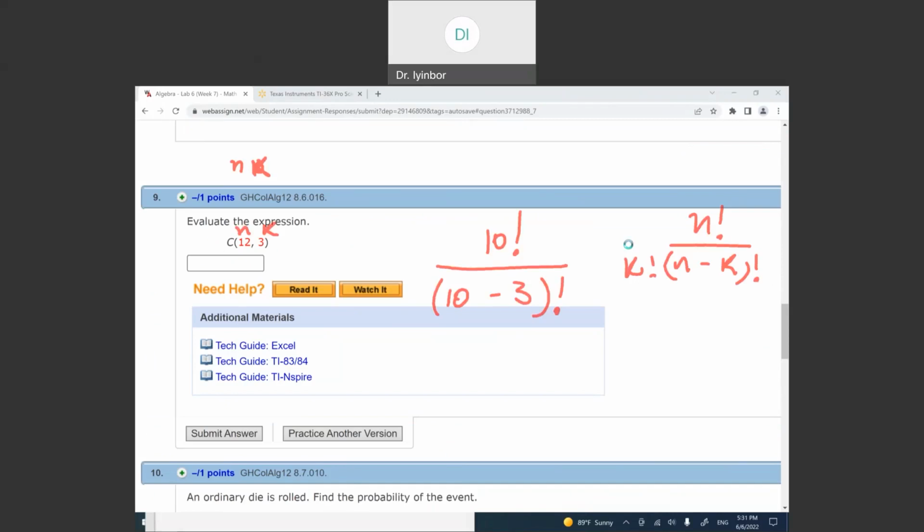Okay, so this is the formula for combination, C. We already did that, so I'm going to scratch it, and we're going to plug it in. So it's going to be 12, that's n, factorial over 3 factorial, and then you have 12 minus 3.